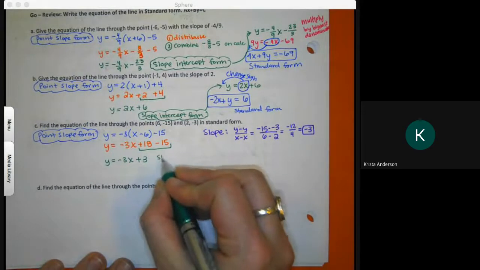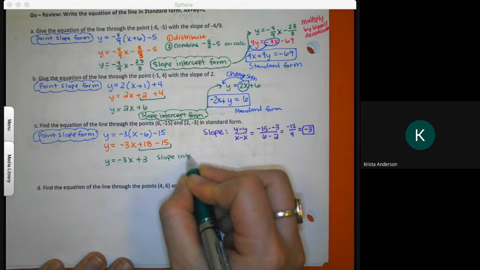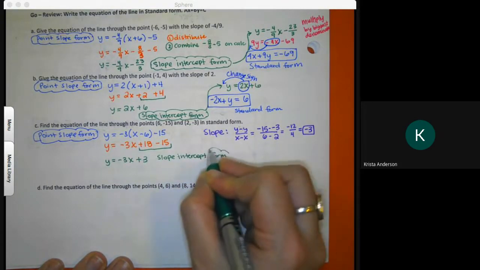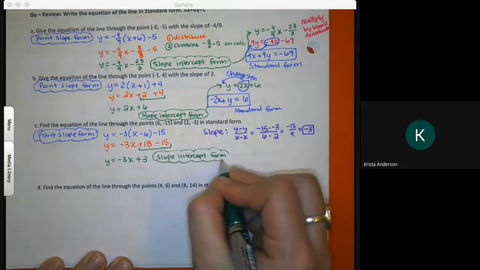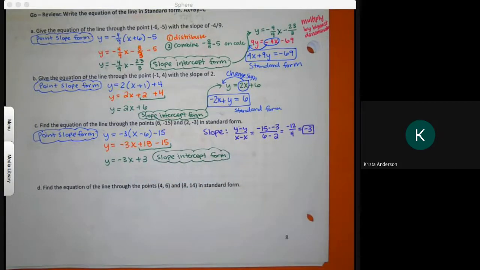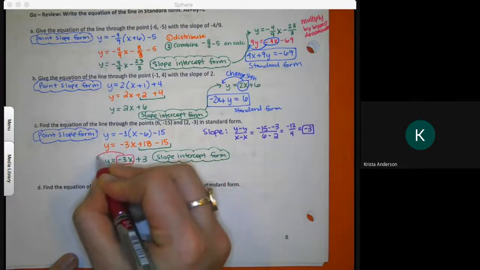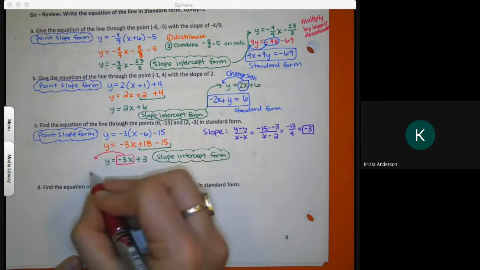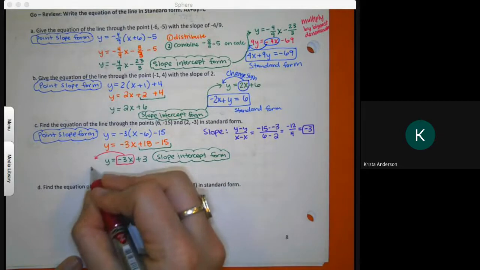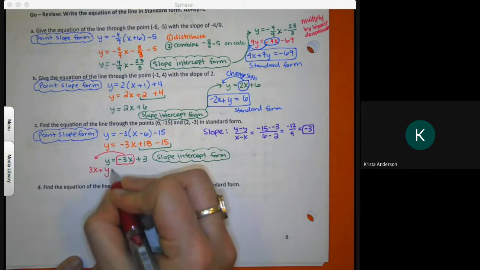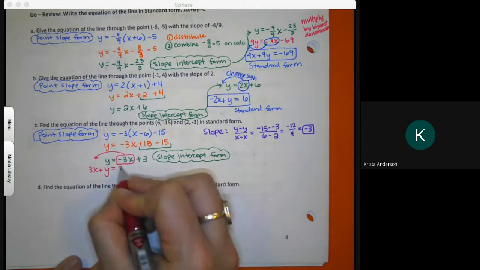This is slope intercept form. I don't have any fractions to worry about. So I now will take my minus 3x and place it in front of the y. That will become a positive 3x plus the positive y, which equals the positive 3 on the right.